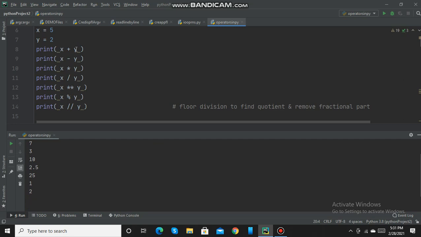So here x plus y is 5 plus 2, 7. x minus y is 5 minus 2, which is 3. x into y is 5 into 2, 10. x by y is 5 divided by 2, 2.5. Then x exponent y means x raised to y, that is 5 raised to 2, that is 25. x modulus y means 5 by 2, it will take the remainder, that is 1. Then x floor division y means it will divide 5 by 2 and take the quotient, that is 2.